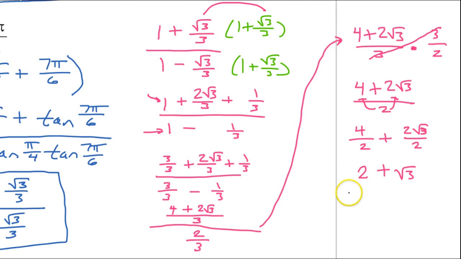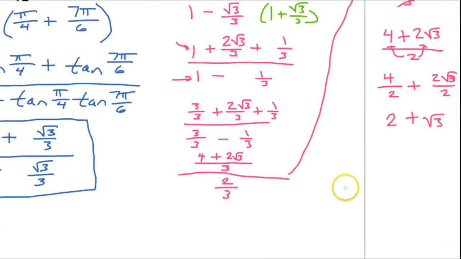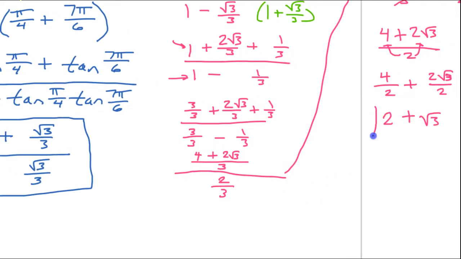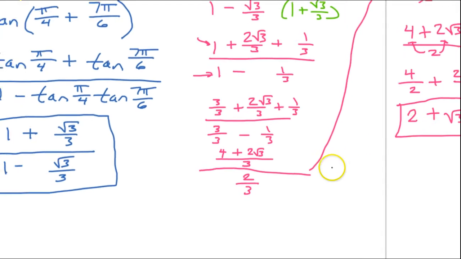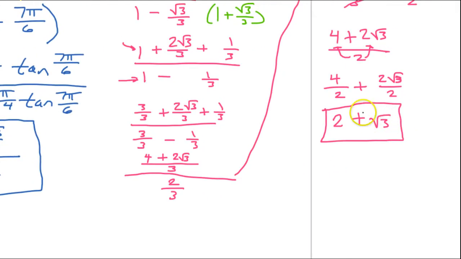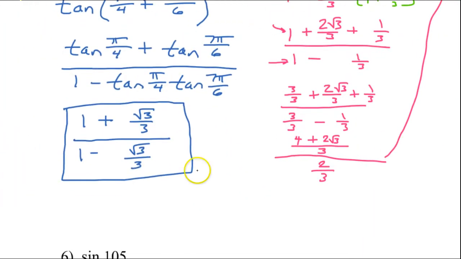Now that was a lot of work, but I think you'll agree that this is a much simpler form of the answer. It's a superior, more elegant answer, 2 plus radical 3. So that is the other form, 2 plus radical 3. That is the better form of the answer.